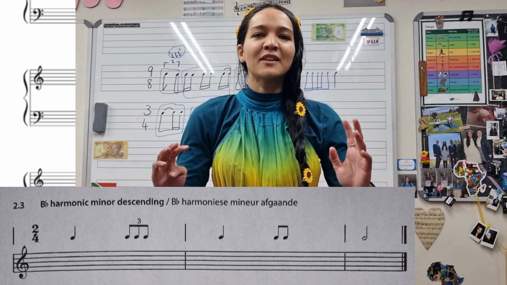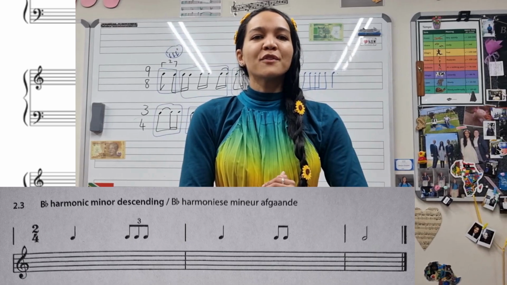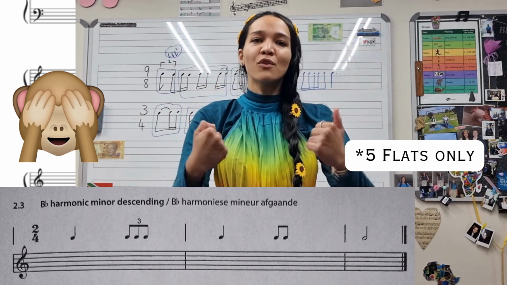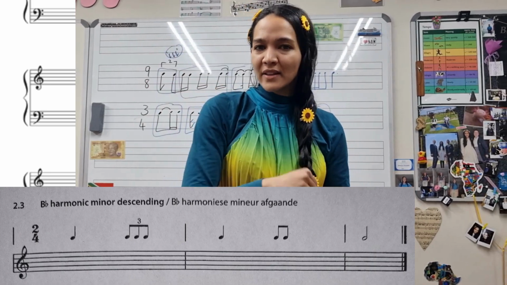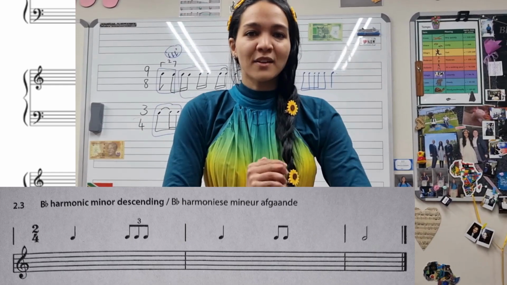Finally, our last scale at 2.3 is B flat harmonic minor, descending. So of course we're going to fill in our 6 flats for our key signature, then we're going to fill in our 2/4 for the time signature. We're going to start on a nice B flat, and then we are going to descend our 8 notes down, and then finally we're going to raise our 7th in a harmonic minor.